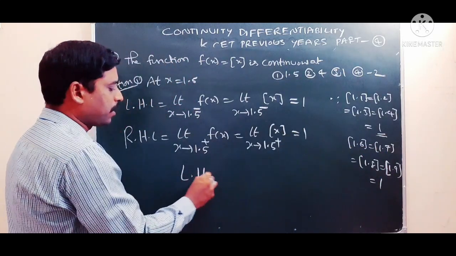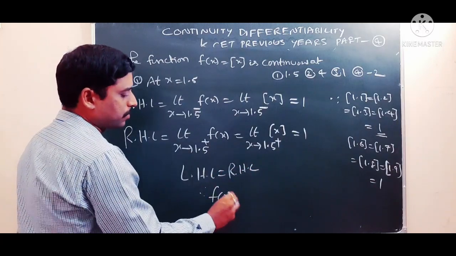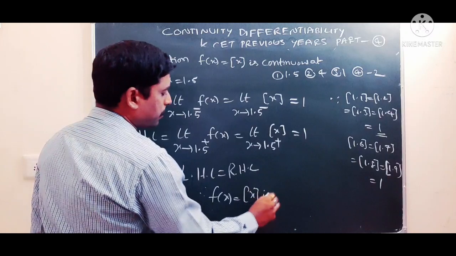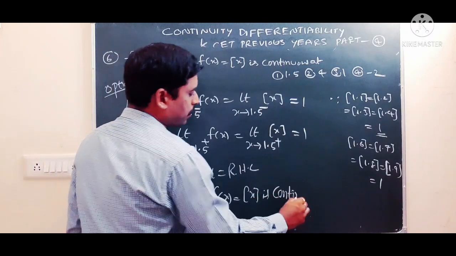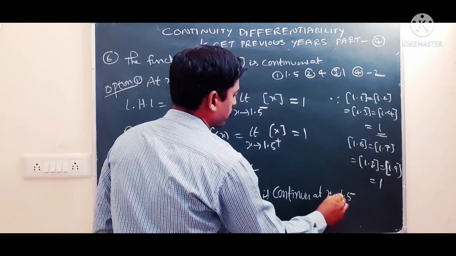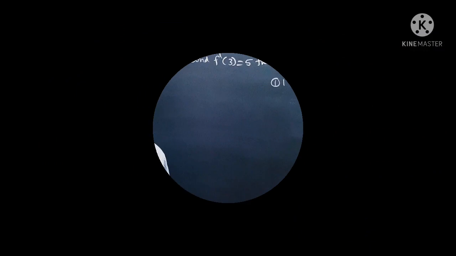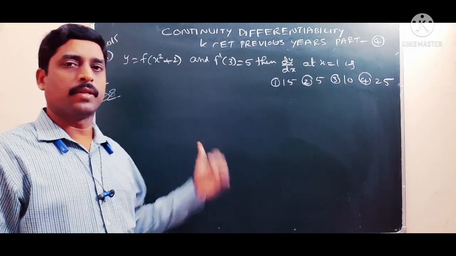Therefore the left hand limit and right hand limit both are equal. Therefore f of x is continuous at x is equal to 1.5. So option 1 is correct. Okay, let us go to the next problem.